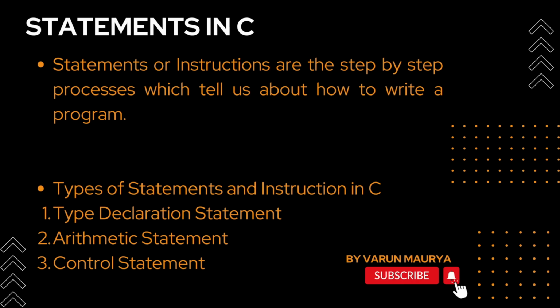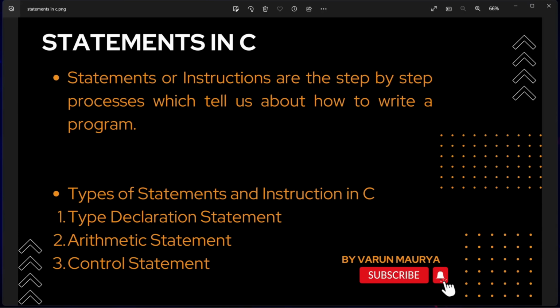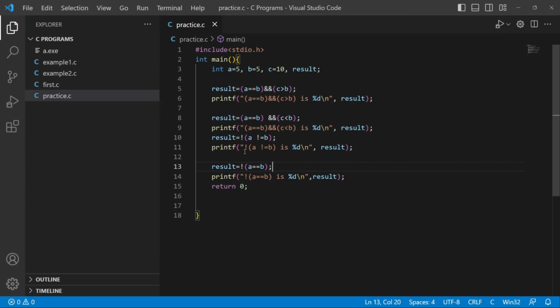First one is the type declaration statement. Type declarations are the statements or instructions where we declare the type of a variable in our code. For example, go to our code editor. Here you can see I have declared our variable a as an integer, int a equals 5. This is an example of type declaration in which I declare the variable type as integer.